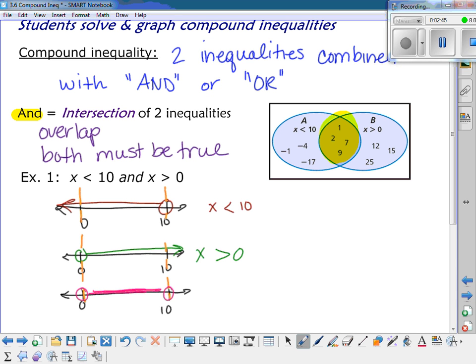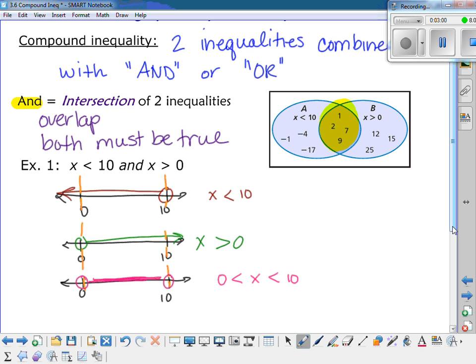Okay? So another way that you can write X is less than 10 and X is greater than 0 is you could also write it as X is between 0 and 10. So 0 is less than X, which is less than 10. That's another way to write the same inequality. And what that means in words, if you had to describe the solution in words, it would be all real numbers between 0 and 10. Okay? Any questions so far?